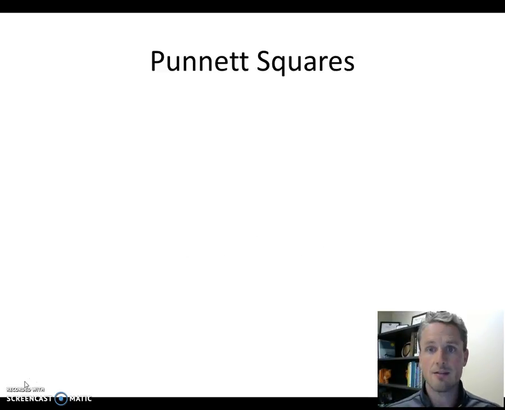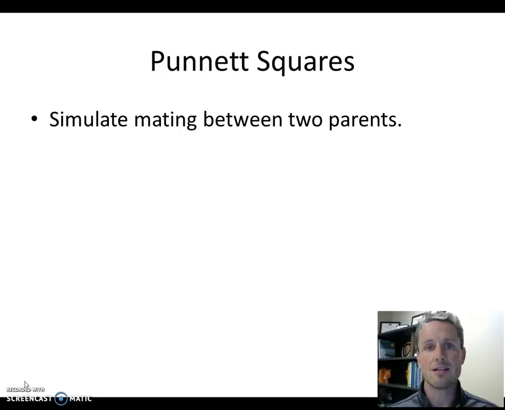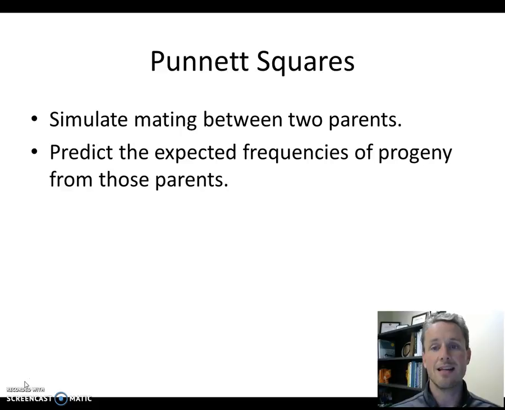So, Punnett Squares. What's the point, right? The Punnett Square simulates the mating between two parents. So we're going to set this up in a way that it's going to simulate that mating, and it's going to help us predict the results. So it's going to predict the expected frequencies of progeny from those parents. So we can use a Punnett Square to tell us how often we would expect to observe certain offspring from a given set of parents.